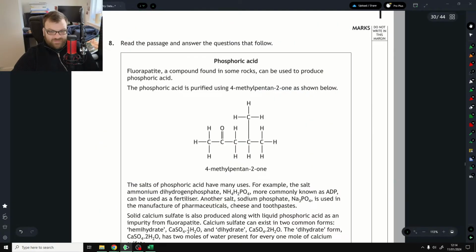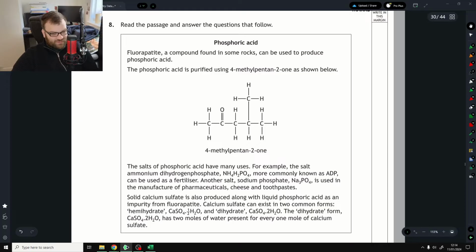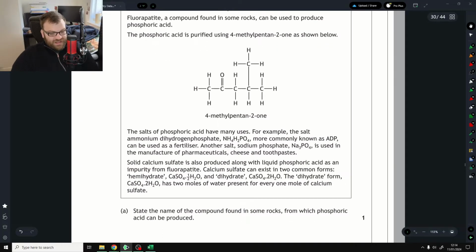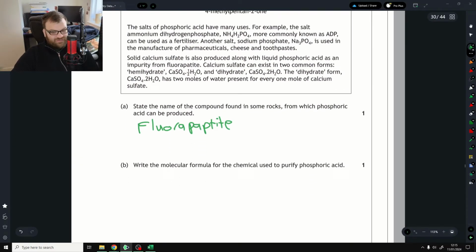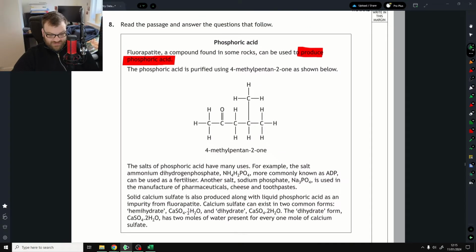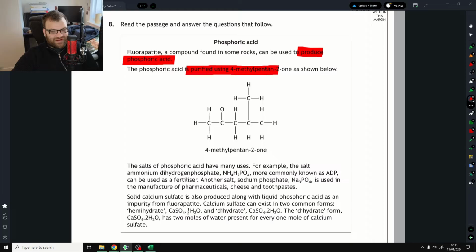Next question, you need to read the passage and then answer the questions. So once you've gone through it, next, name the compound found in some rocks from which phosphoric acid can be produced. I'm looking for phosphoric acid produced. I spot it here. So it's the fluorapatite. Next up, write the molecular formula for the chemical used to purify phosphoric acid. Find the word purify. Okay, I didn't spot that first. It tells you up here. It is purified using this chemical here.